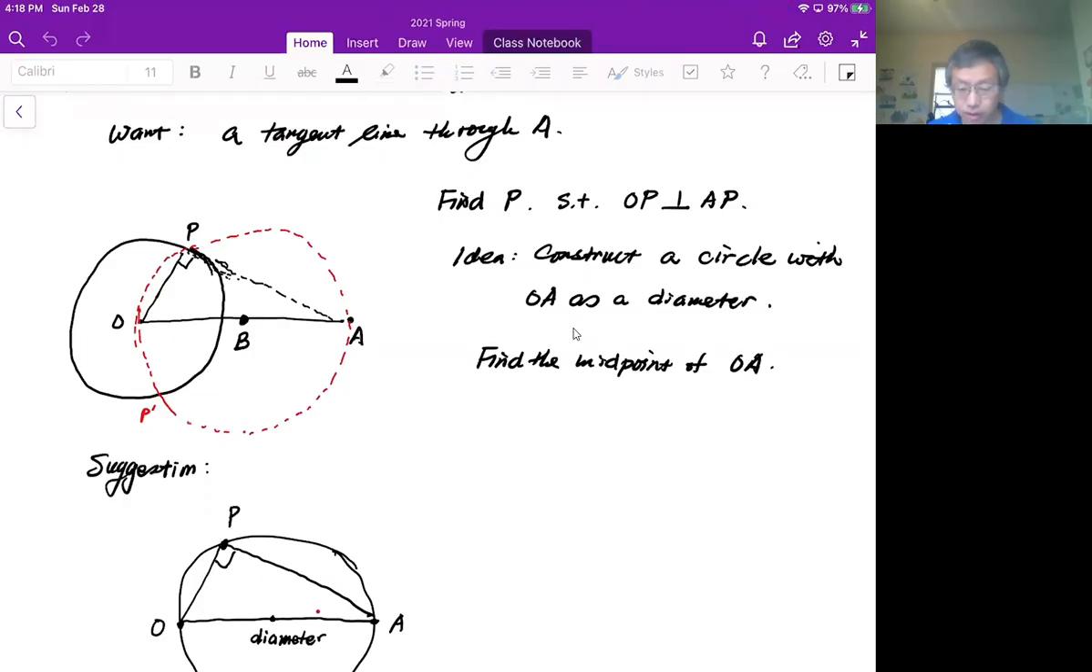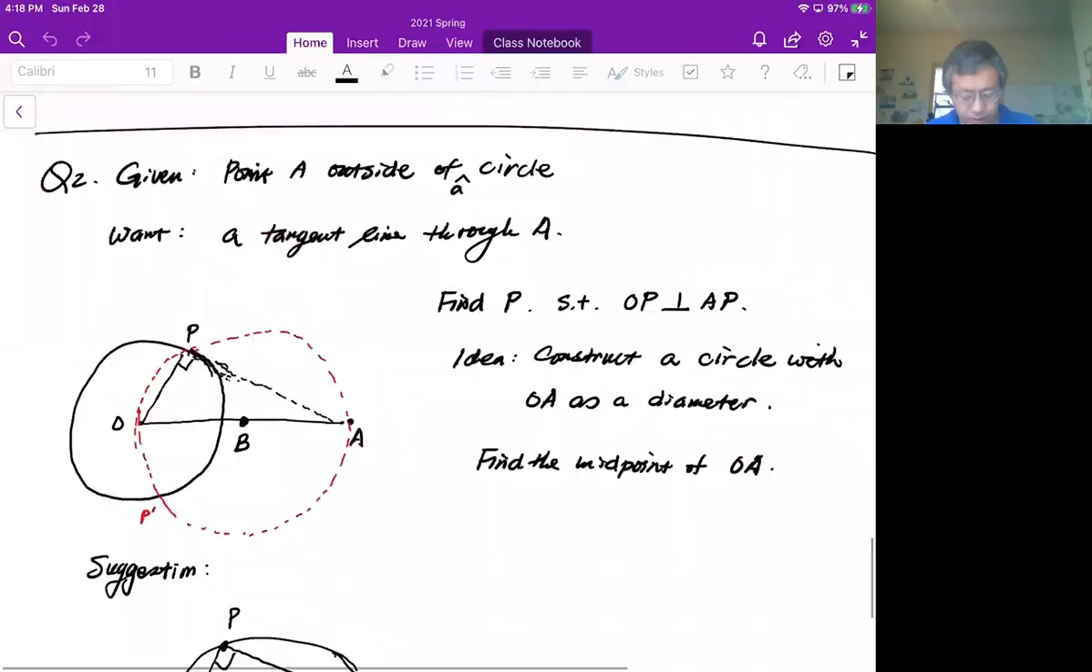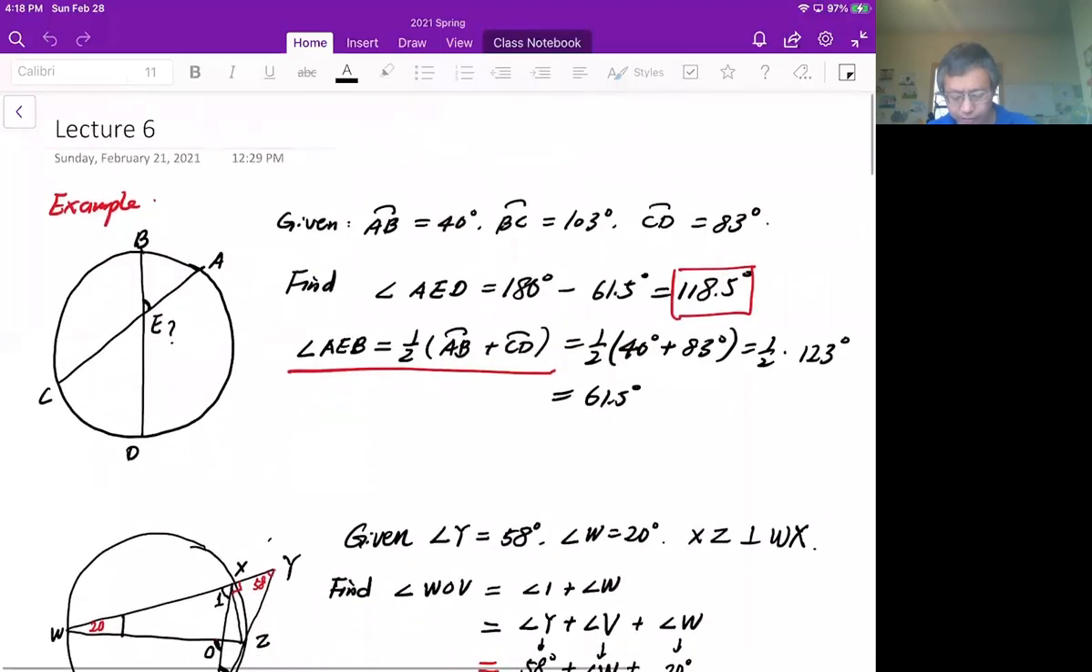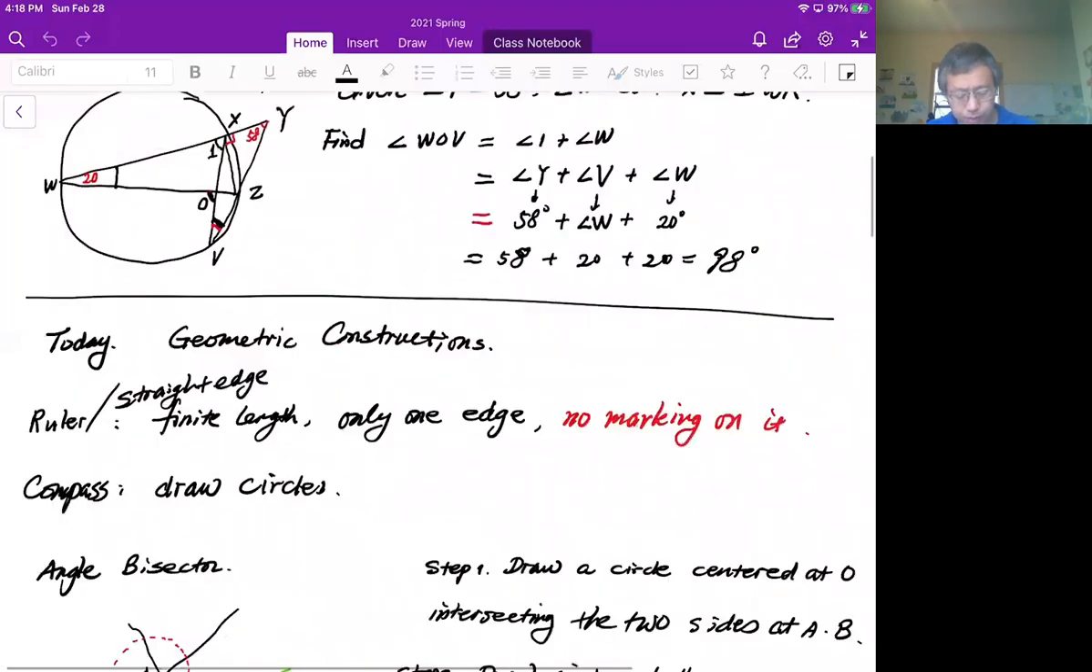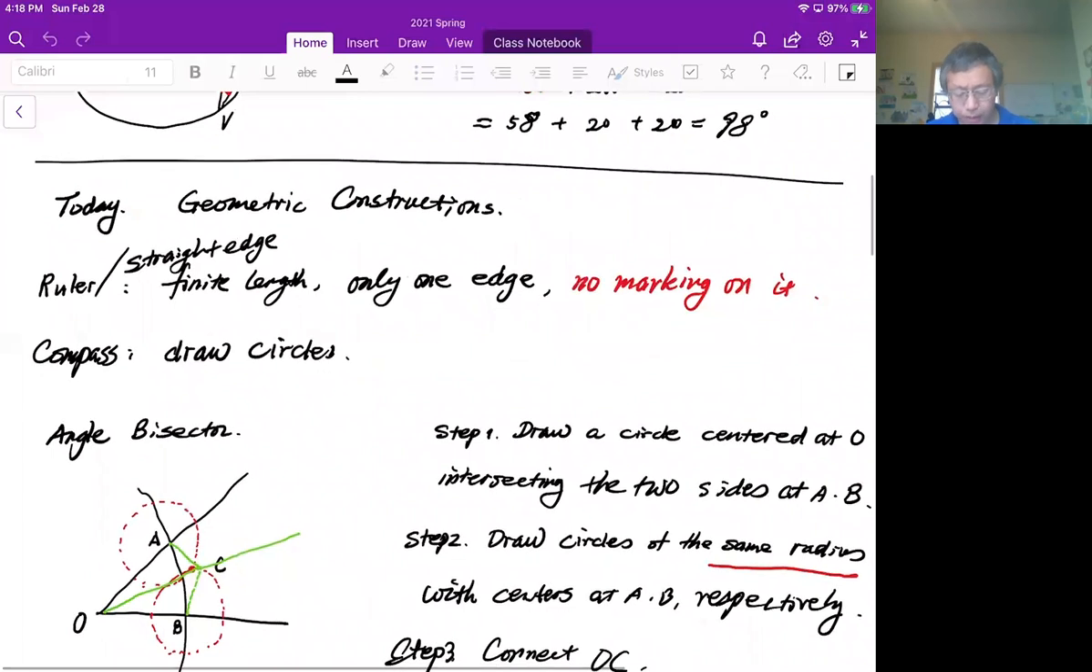All right, so let's start. Just quickly go over the problem we did last time. Last time we covered how to use the geometrical construction.